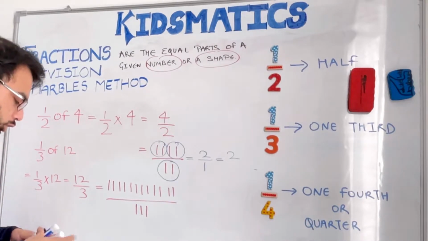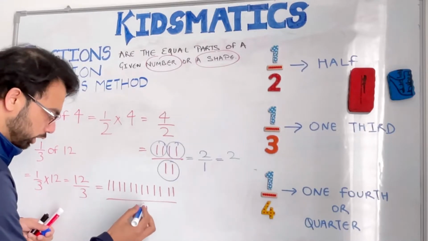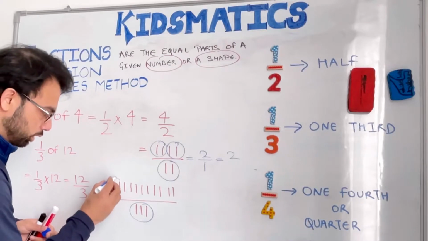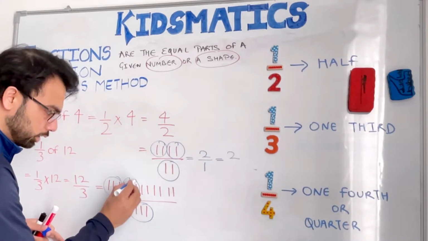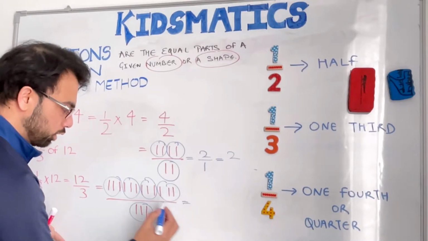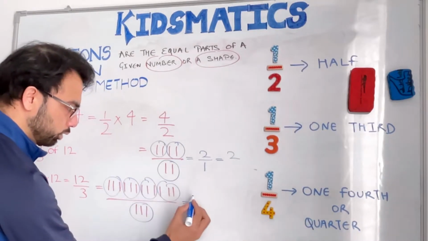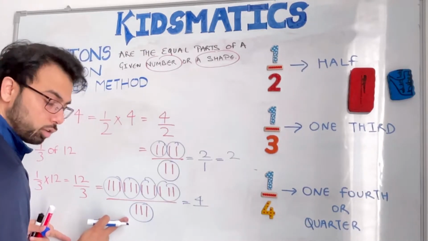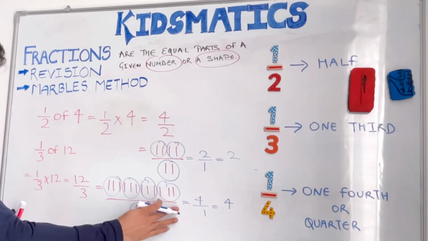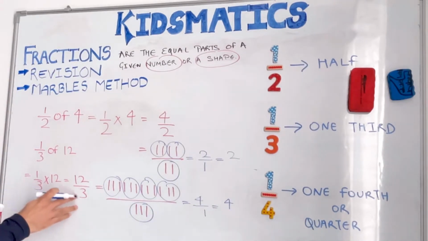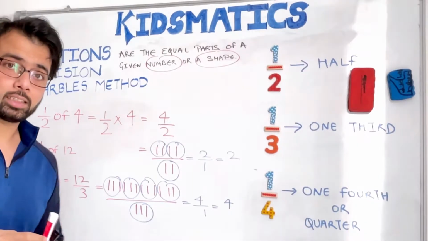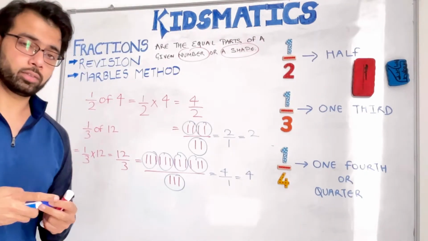So what we're going to do is make the group of the denominator, and in a similar way we have to make the group on the numerator side. So this is 1, this is 2, this is 3, and this is 4. We have to now count the groups 1, 2, 3, 4, and then on the denominator side 1, which means the number will be 4. So as you have seen, 1 by 3 of 12 is equivalent to 4. That is what we learned in the last lesson, and this was just the revision with the 2 examples.